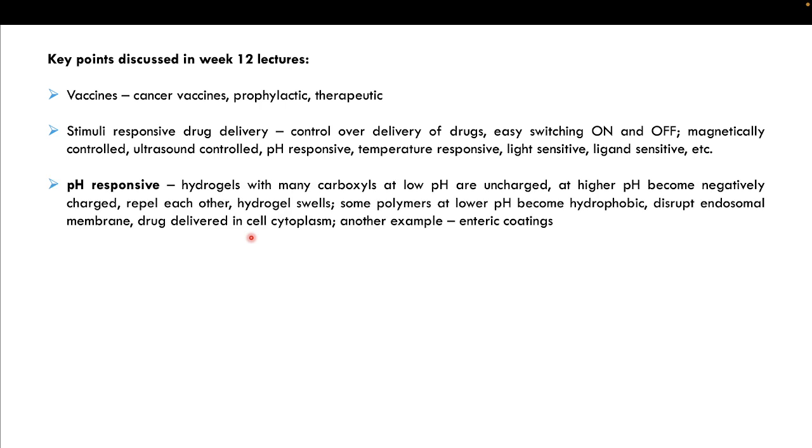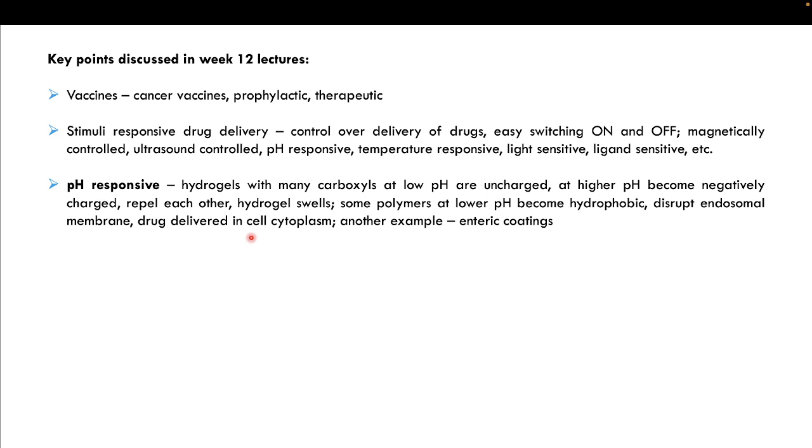First is pH responsive. You must remember from our initial lectures, we have been talking about enteric coatings. We saw this in the module where we discussed how drugs are administered orally. So what are these enteric coatings? These enteric coatings are made of polymers. You have your particular drug delivery system, and you coat it with a polymer.